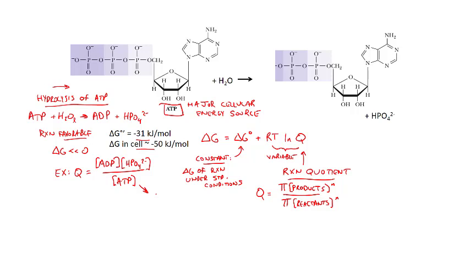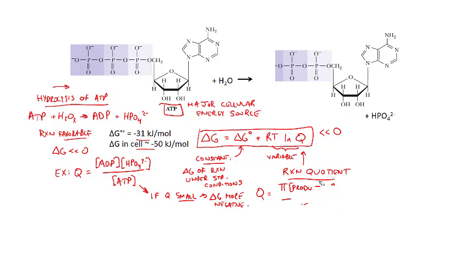All right. So notice that if Q is small, that means you've got lots and lots of reactant and very little product. That means our delta G is going to come out to be more negative. We're going to come back to that point later on, all right? But suffice to say for right now that delta G for ATP hydrolysis is going to be very negative.